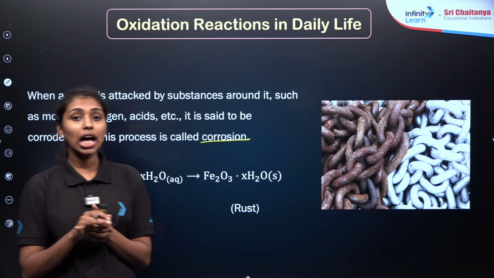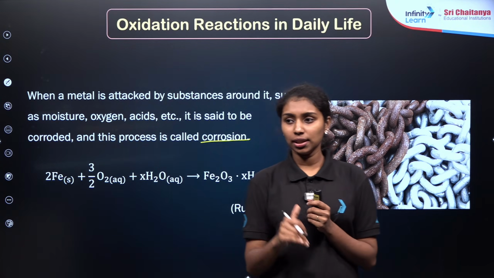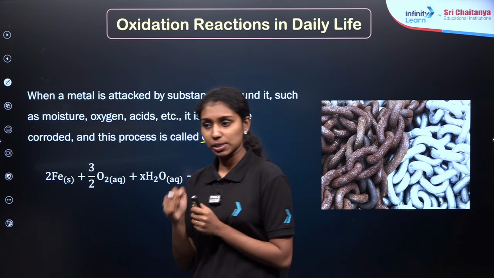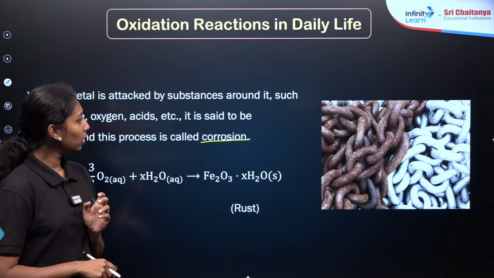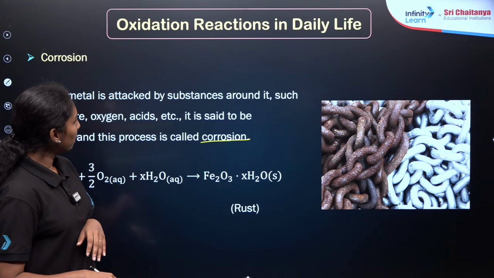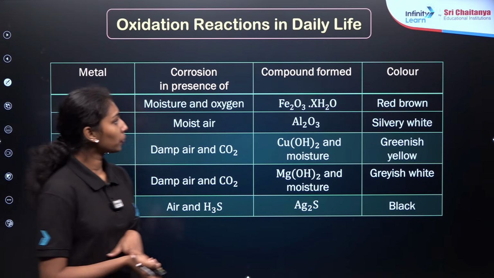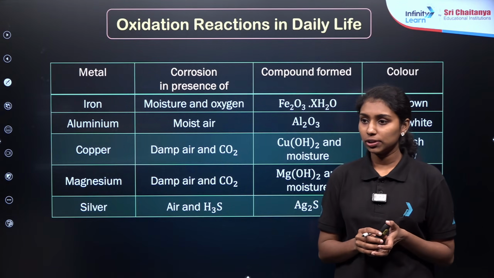Finally, we have discussed how to prevent corrosion, right? We can just use galvanizing over there. We can just use paints over there. It is a method to prevent corrosion, right? So this is the general example for corrosion here.